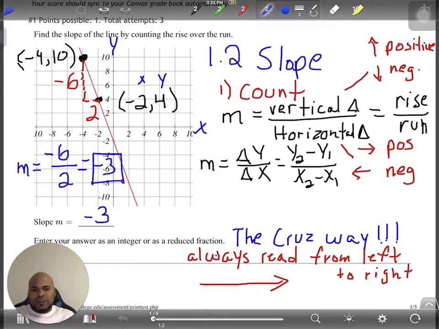You could double check your answer using the Cruz way. Now, the Cruz way is not an official way, all right? It's just a little hack that you can use to double check if your answer is correct. So, how can we do that?